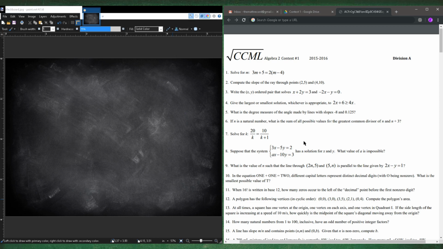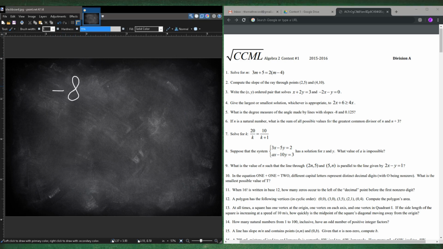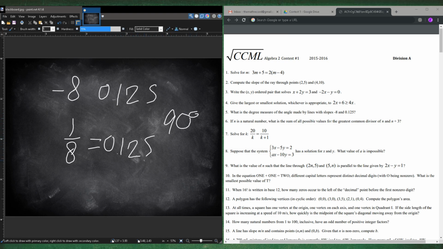Question 5. What's the degree measure of the angle made by lines with slopes negative 8 and 0.125? Okay, your slopes are negative 8 and 0.125. So usually when they ask these types of questions, the angle made by these slopes is probably going to be perpendicular, so it's going to be 90 degrees, because the perpendicular slope of negative 8 is the opposite and reciprocal. So the opposite of negative 8 is 8, and the reciprocal of 8 is just 1/8, and 1/8 is equal to 0.125. So that's true, so our angle is 90 degrees.